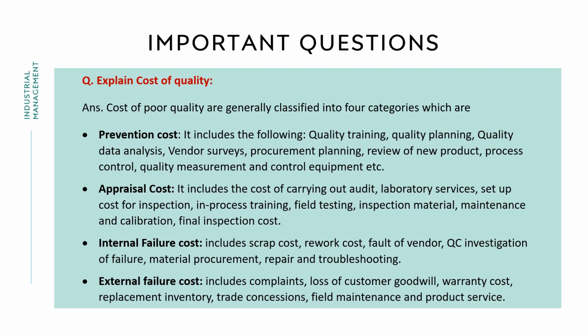Question: explain cost of quality. Answer: costs of poor quality are generally classified into 4 categories. Prevention cost includes the following: quality training, quality planning, quality data analysis, vendor surveys, procurement planning, review of new product, process control, quality measurement and control equipment, etc. Appraisal cost includes the cost of carrying out audit, laboratory services, setup cost for inspection, in-process training, field testing, inspection material, maintenance and calibration, final inspection cost.